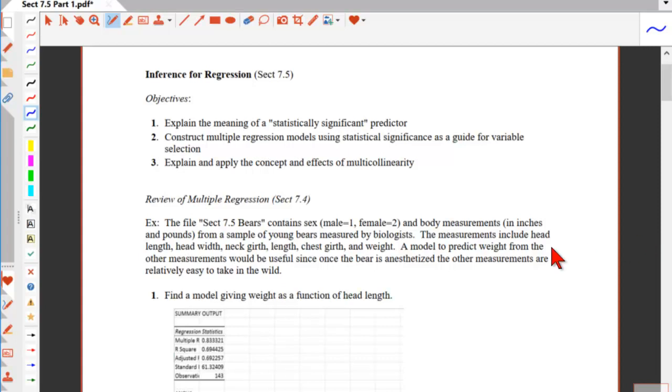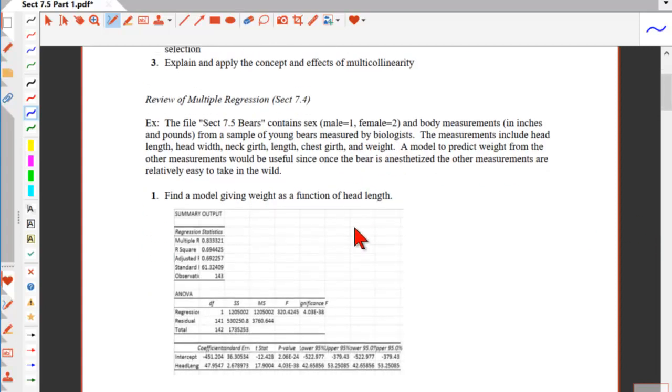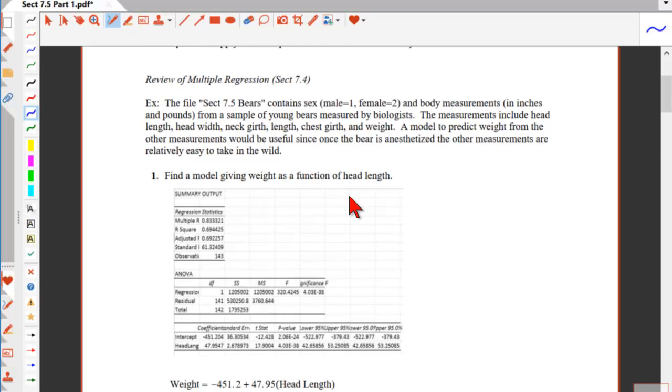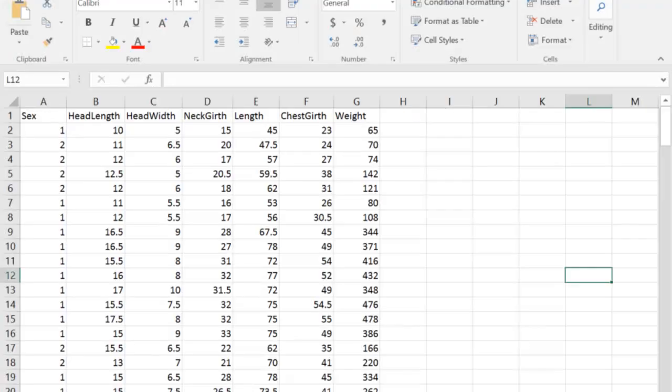Let's just jump to an example where we'll first review multiple regression that was in section 7.4, but that was much, much earlier in the course. So the problem says, okay, here in the spreadsheet, we have body measurements from a sample of young bears. So things like head length, width of head, neck girth, how far is the neck around, overall length of the bear, how far around is the chest, and what does the bear weigh?